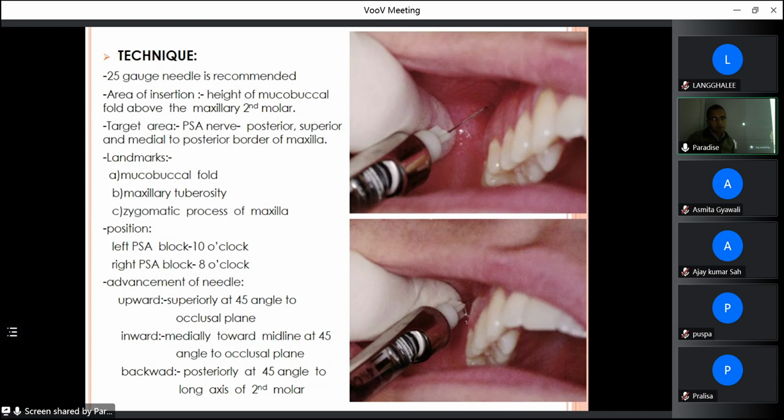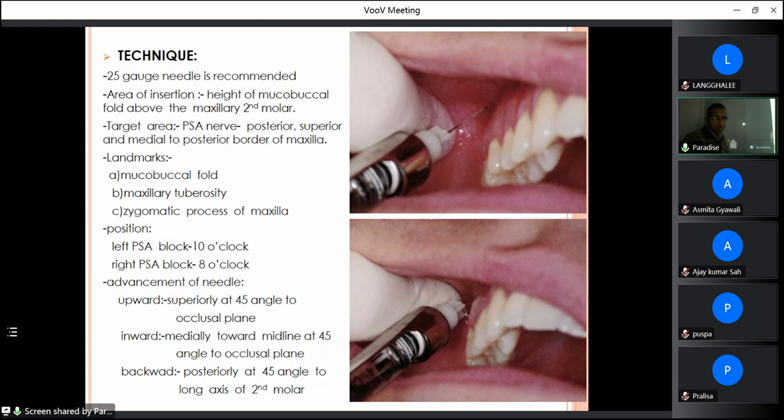Give a pressure pack for 5 minutes, then observe. If the hematoma is small, you don't have to worry. Just prescribe an antibiotic, because blood is a good culture media for the growth of bacteria, so there may be chances of infection. To prevent the infection, you have to prescribe the antibiotic.